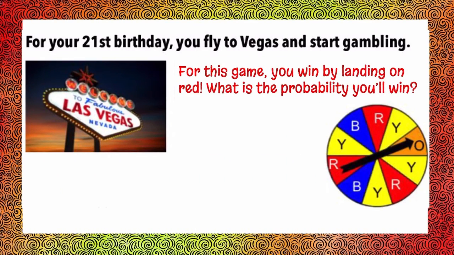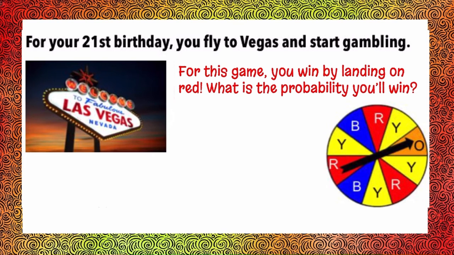Let's say for your 21st birthday, you fly to Vegas and start gambling. For this game, you win by landing on red. What is the probability you'll win? There's a few ways you can say this.